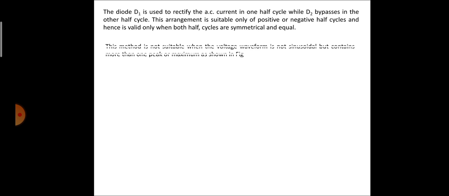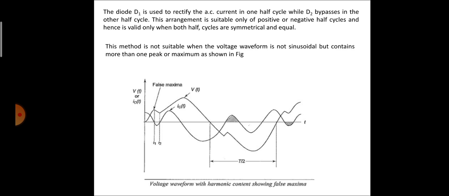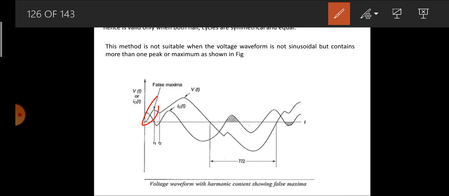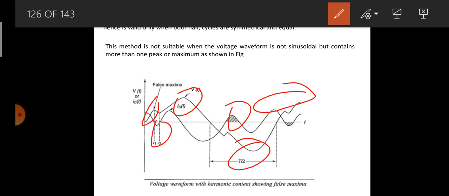However, this method is not suitable when the voltage waveform is not sinusoidal but contains more than one peak, positive maximum or negative maximum, as shown in the figure. Here you can see it has more than one peak, here, here, so many peaks. So in this case we cannot go for this type of measurement.